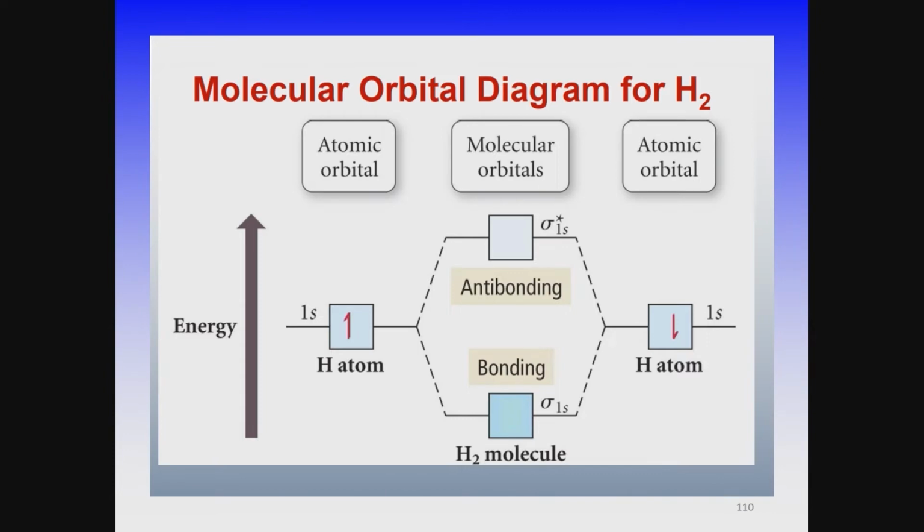Now let's say you bring them together and they form molecular orbitals. Where do the electrons go? We're showing that next. Both electrons will go to the lowest energy orbital that's available to them. You can see that the bonding orbital has less energy than the antibonding orbital, and so for that reason, both electrons will go there first.